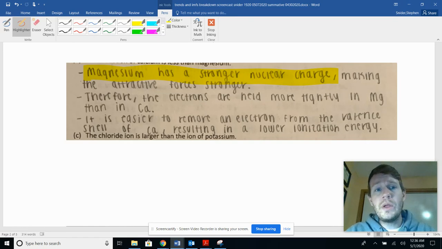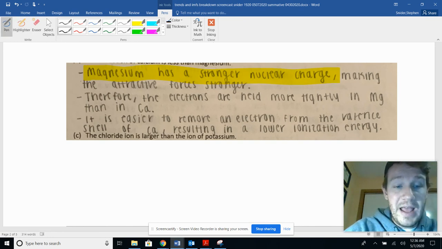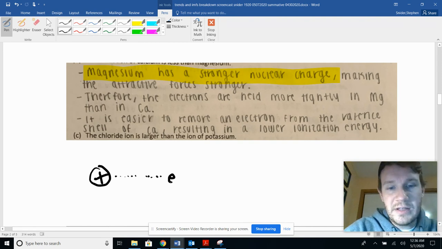Bottom line is, when we are talking about elements that are of different principal energy levels, where N is different, you have to invoke radius. You have to talk about the size of these atoms. You have to talk about the distance between the nucleus that has your positive protons, and those valence electrons.